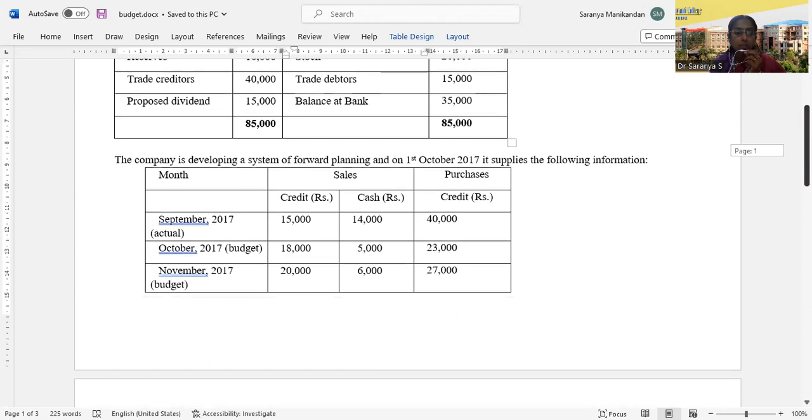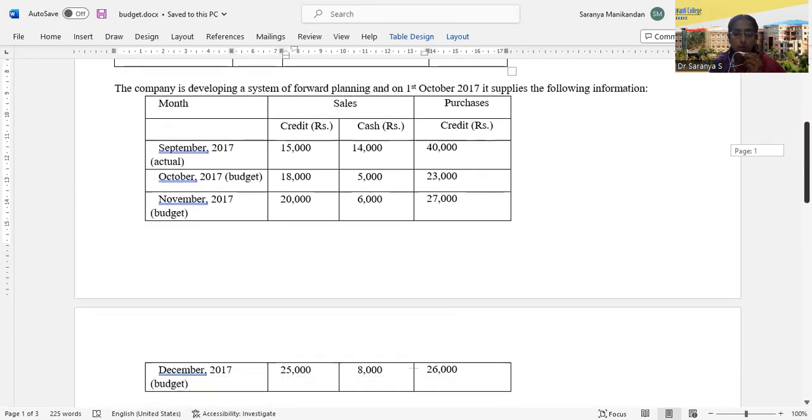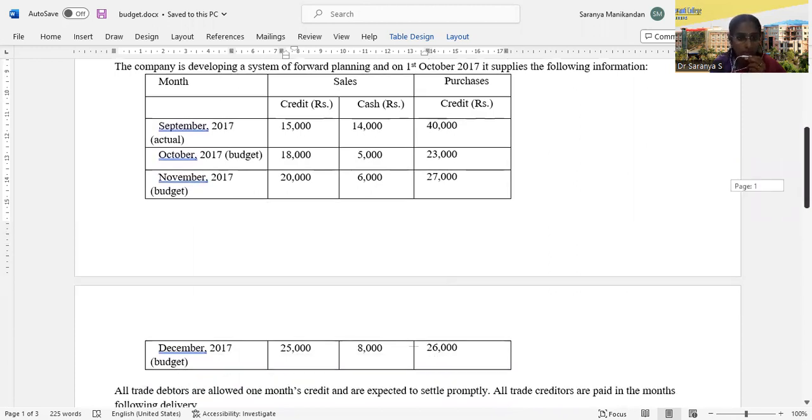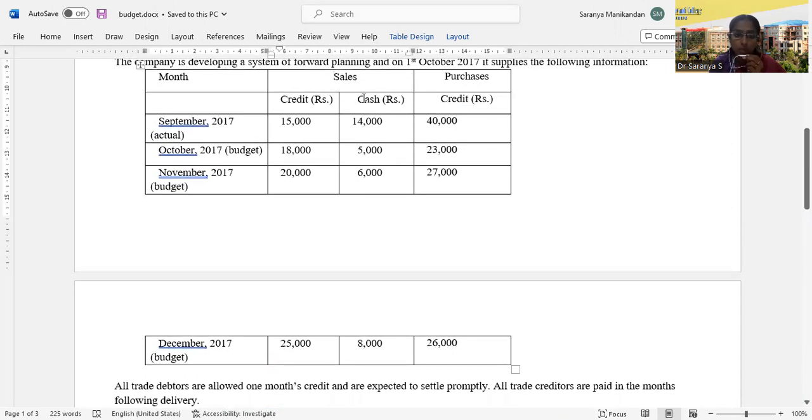The company is developing a system of forward planning, and on 1st October 2017, it supplies the following information. So here the information is available for 4 months: September, October, November, December. And what items are given here? We have sales and purchase. So sales, both cash sales and credit sales are given, and under purchase, credit purchase is given. So we are assuming that the entire amount of purchases are done on credit basis. But for sales we have both cash and credit.